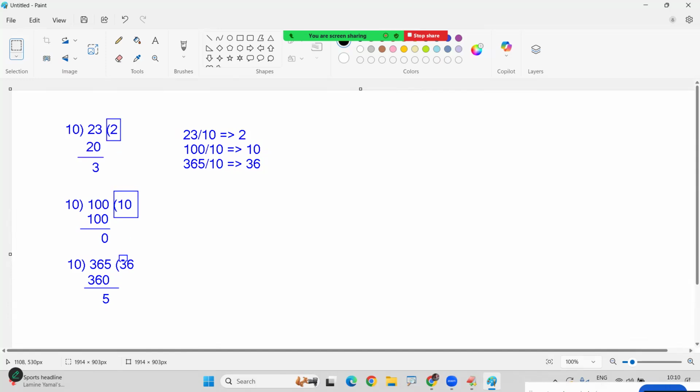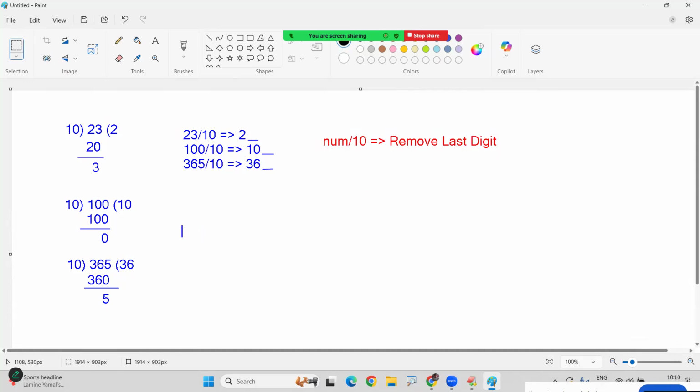If you observe these 3, in 23, the last digit 3 is missing. In 100, the last digit 0 is missing. In 365, the last digit 5 is missing. So what is the meaning? When you divide any number by 10, what is the result? It will remove the last digit of that number.